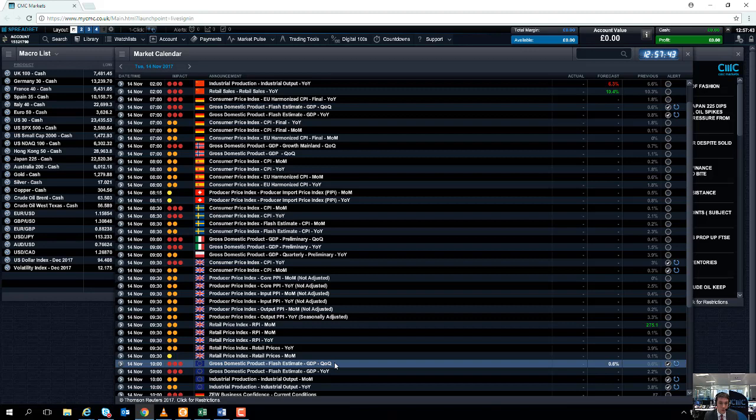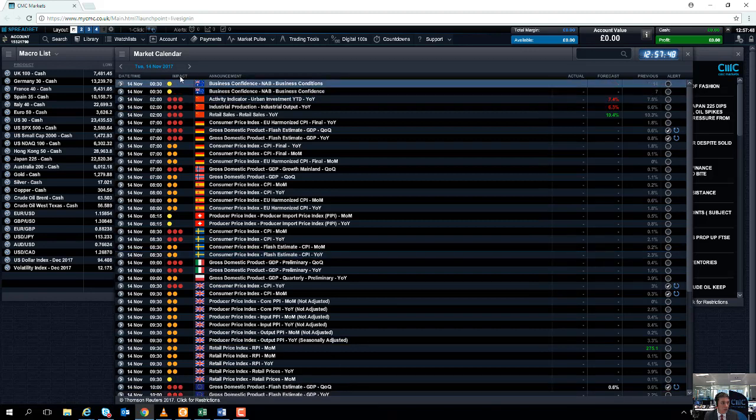In the latter half of Tuesday morning, we have the Eurozone growth figures. The region as a whole will produce its GDP numbers. And as I mentioned earlier on, the German figures are coming out earlier in the session.